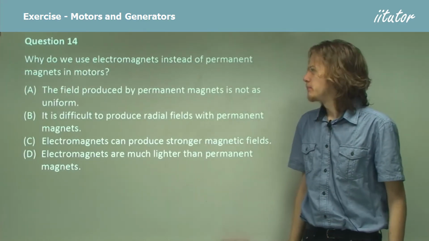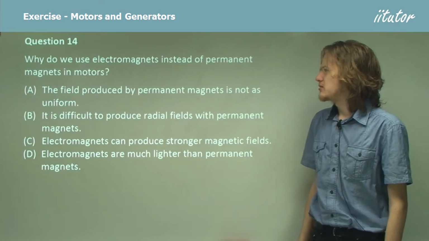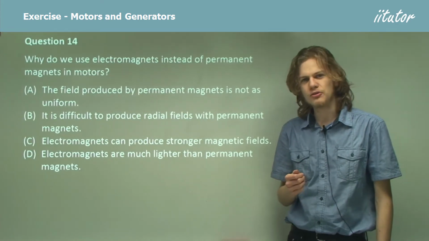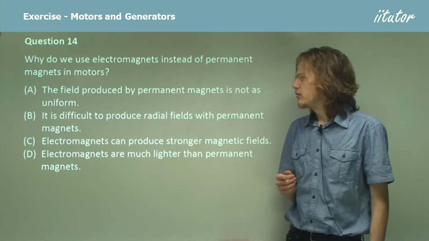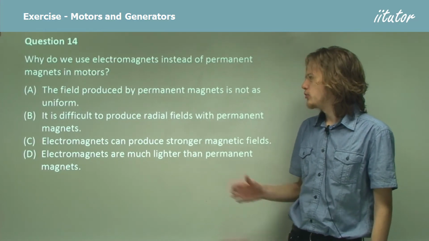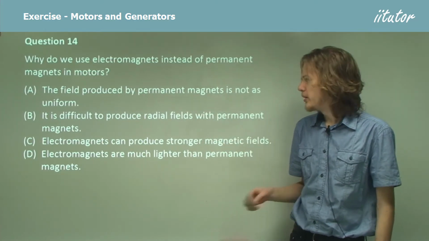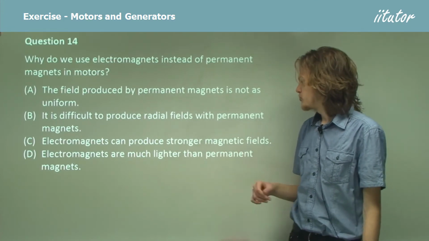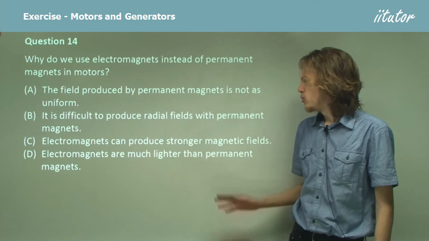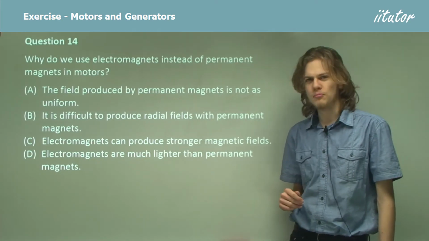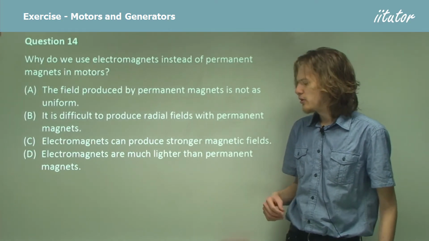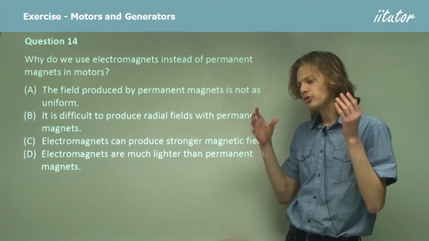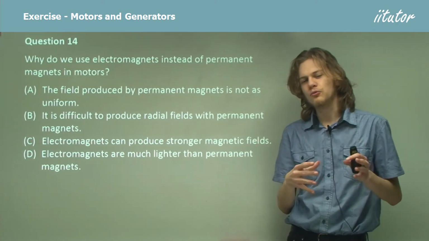Question 14. Why do we use electromagnets instead of permanent magnets in motors? Alright, so we have a few options here. A: The field produced by permanent magnets is not uniform. B: It is difficult to produce radial fields with permanent magnets. C: Electromagnets produce stronger magnetic fields. D: Electromagnets are much lighter than permanent magnets. So our answer here is that we want a very, very strong magnetic field across the motor.